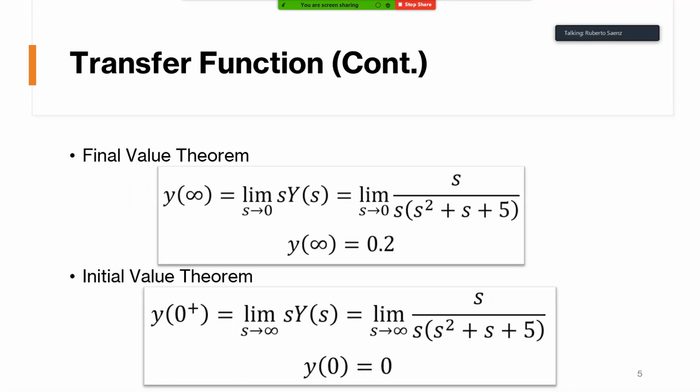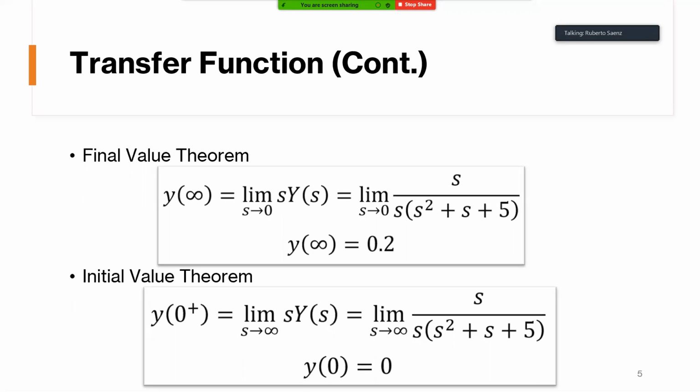For the final value theorem, we take the limit of s times Y of s as s goes to 0. So the limit of s over s times s squared plus s plus 5 gives us 1 over 5, which is 0.2. So as time goes to infinity, our final value will be 0.2.